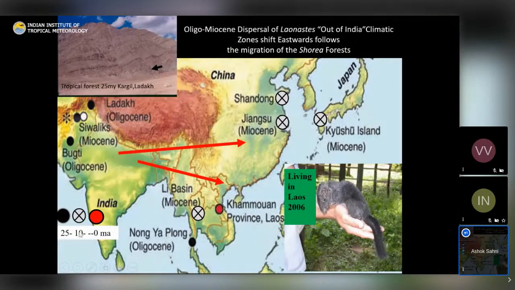Around 10 million years ago, we find the same fossil in China, in Thailand, and in Japan. And lo and behold, the rodent that we found in Kargil was found living in Laos in 2006. This is what it looks like. So this gives you some idea that depending on the climate, depending on the tectonics, the dynamics, animals and plants move around.